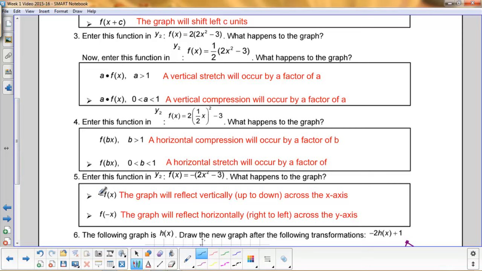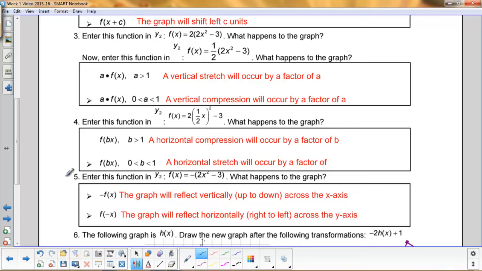So if there's a negative value on the outside, we're going to reflect the graph from up to down, and that's across the x-axis. If it's on the inside, we're going to reflect the graph from left to right, or from right to left, whichever it goes, and that's across the y-axis. All right? And now we're going to get into a couple of examples here so you can see how this works, okay?